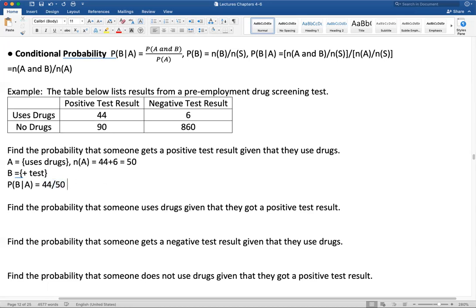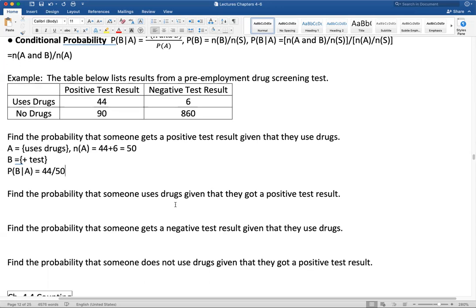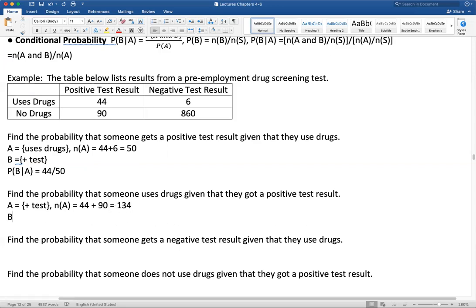Okay. So now the next problem, to find the probability that someone used drug given that they got a positive test result. So here the event that has been given is the positive test result, right? The number of outcomes in event A is going to be 44 plus 90, which is 134. And event B is what? Someone used drug. Okay, should be this one.